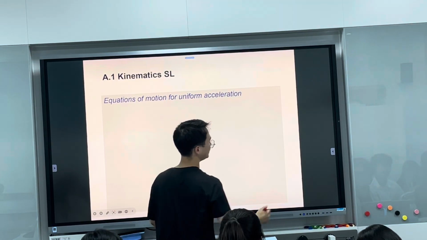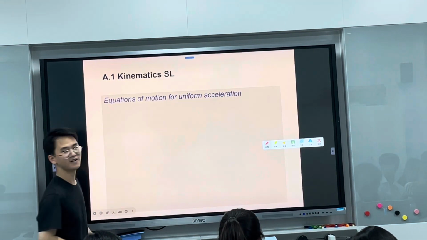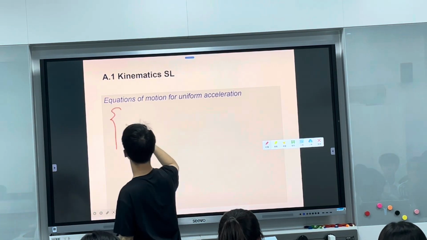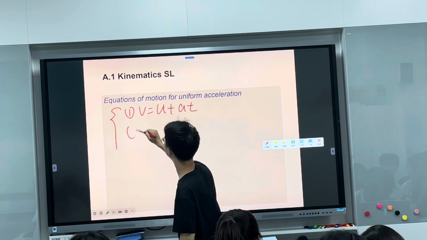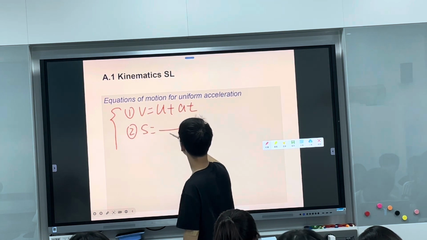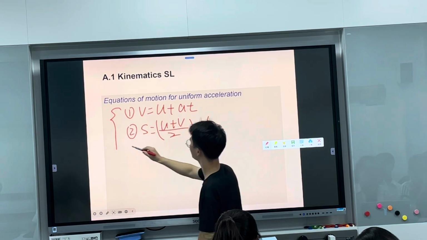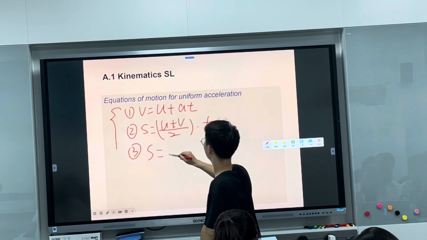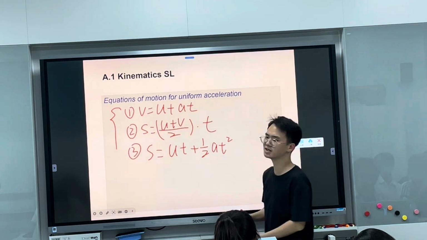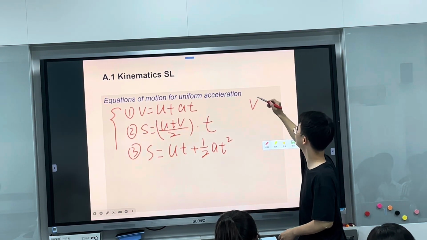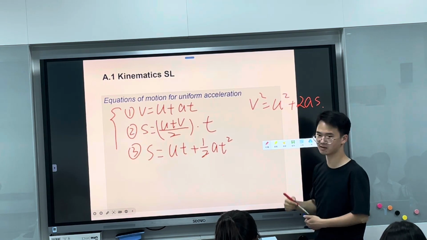And lastly, we have our final equation. How do we get the final equation? Now we already have three equations. Number one, v equals u plus at. Number two, s equals u plus v divided by 2 times t. Number three, s equals ut plus 1 over 2 at squared. What is our final equation? v squared equals u squared plus 2as, right?